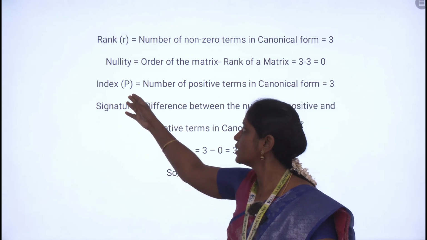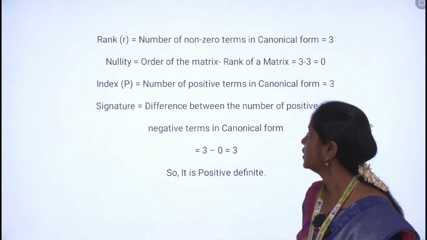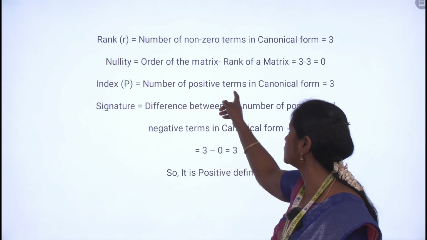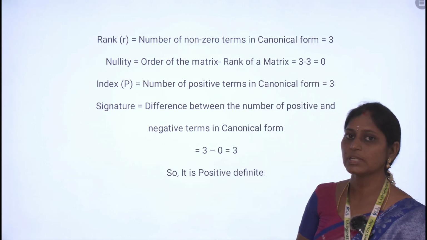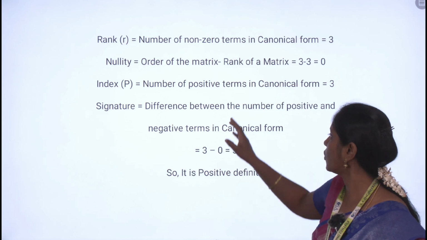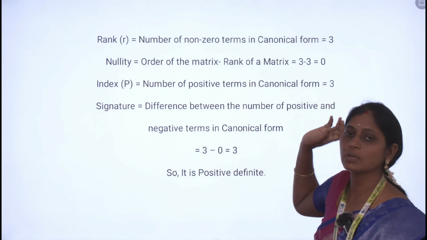Next one, index. Index we defined as P, which is equal to the number of positive terms in the canonical form. We got the terms as 2, 3, 6. All three are positive terms, so this is equal to 3.